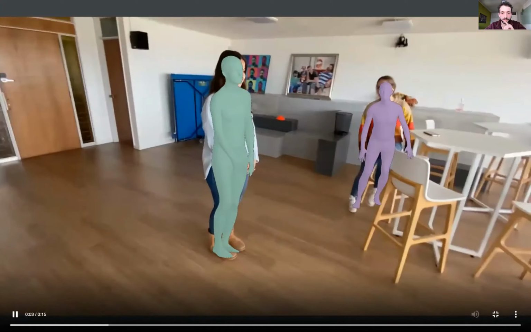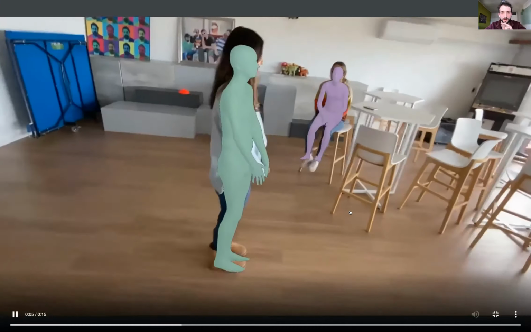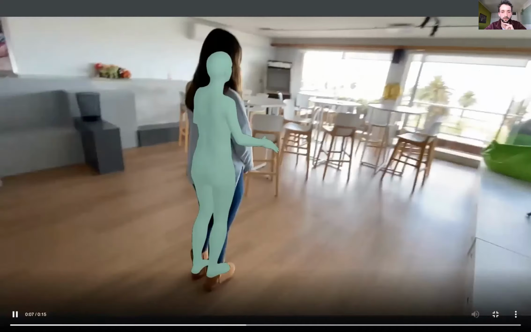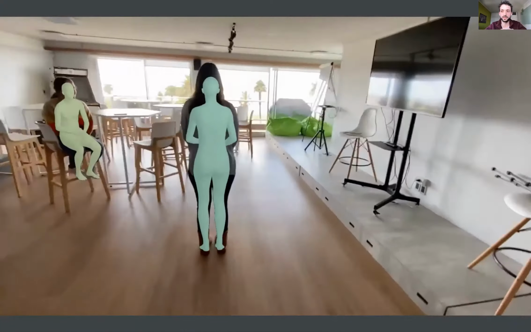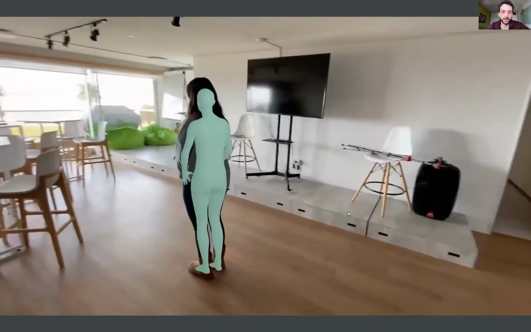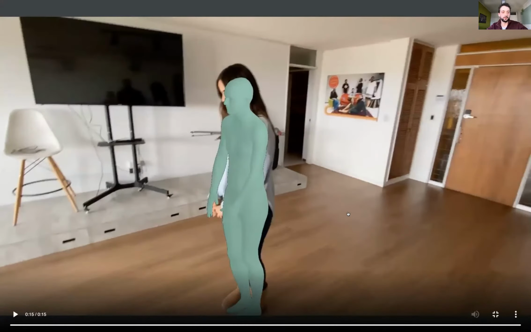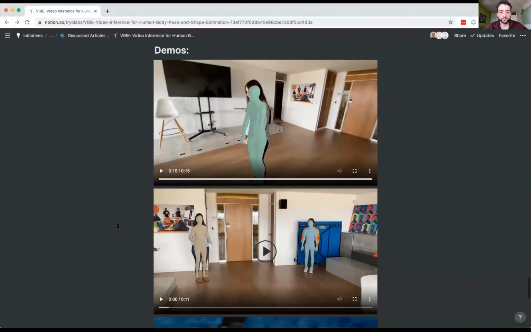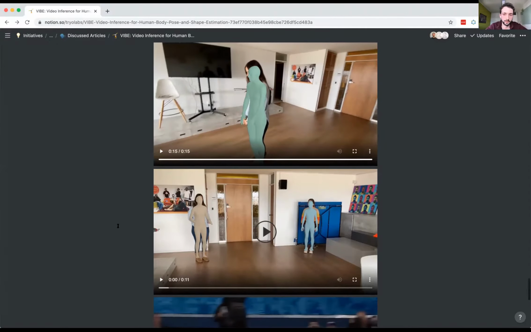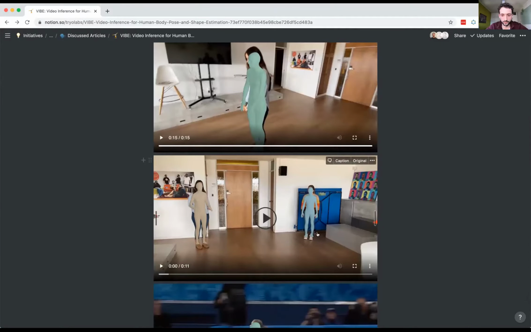One other thing to mention is that the shape outputs are unisex, so they don't have gender, they're gender neutral. And the other cool thing to mention is that for each frame they calculate the new pose, but when calculating shape, they do an average of the shapes calculated for the whole video to keep it more consistent. I thought that was really interesting.